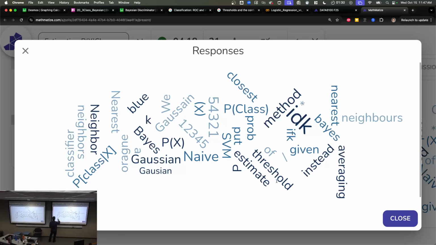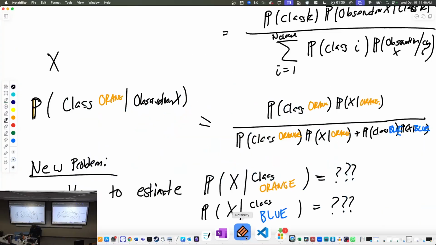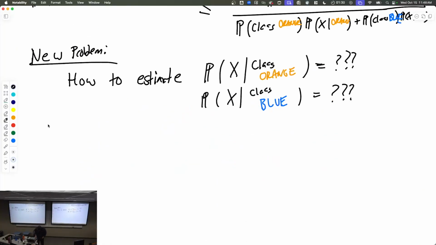The probability of class given x's is the thing we're trying to find. And right now we're trying to solve a simpler problem, which is to find the probability of x given the class. So maybe somebody wrote probability of x equals. There's something called naive Bayes. Let me write down what naive Bayes is.